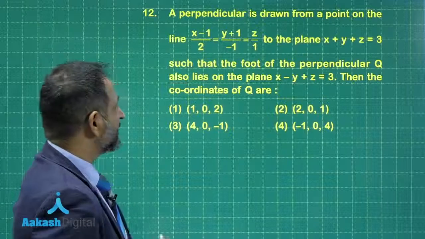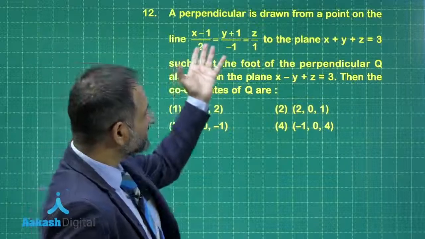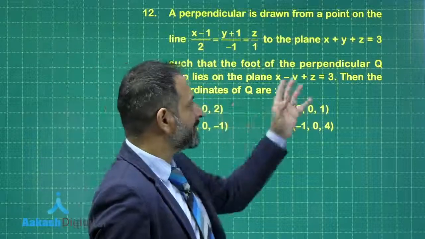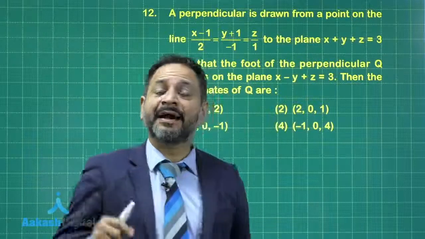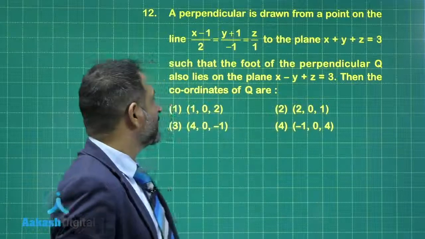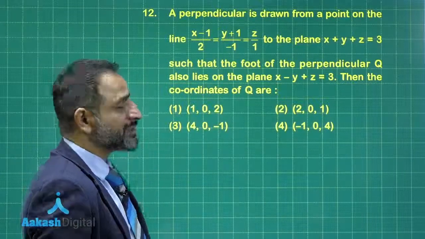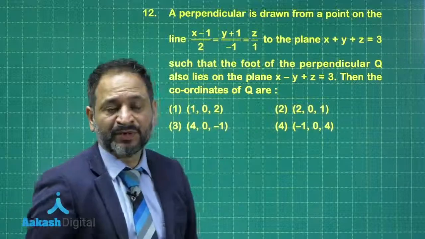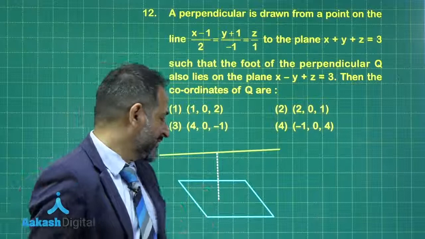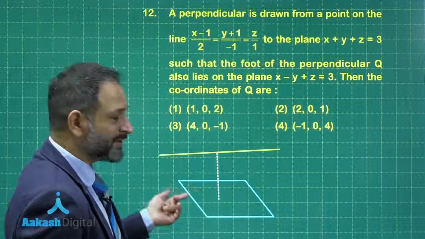There is a variable point on this line. It is not a fixed point from which a normal, a perpendicular, is drawn to this plane, and that point is also lying on another plane. So, that point is Q. Now, what are the coordinates of Q? So, let us have the figure first, what is given to us. You can see this figure clearly.